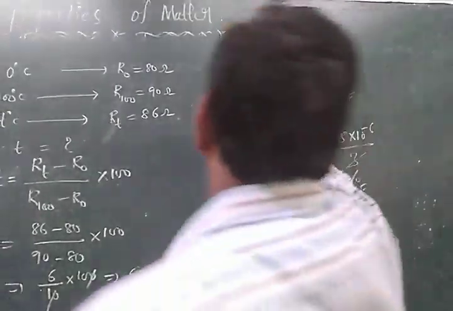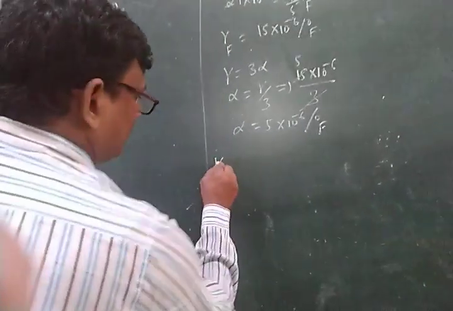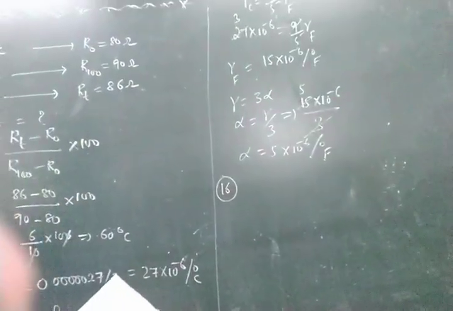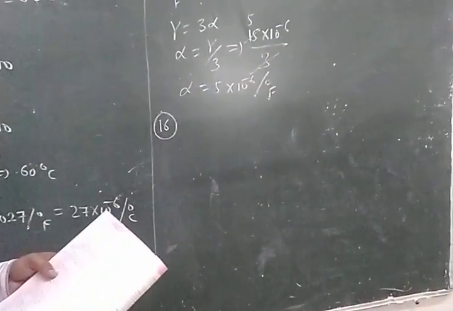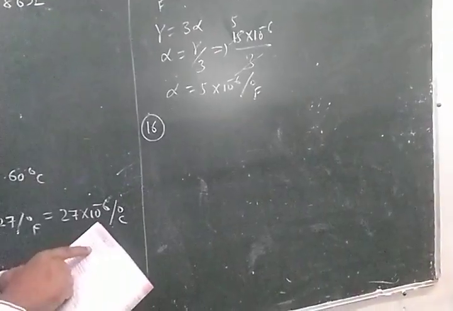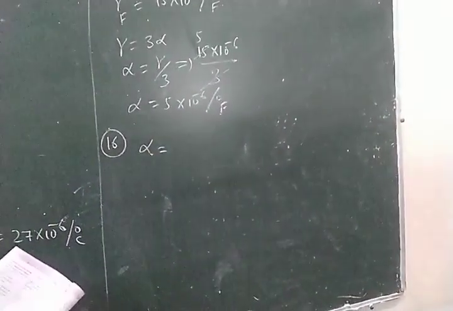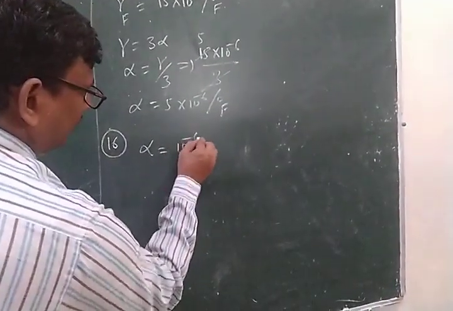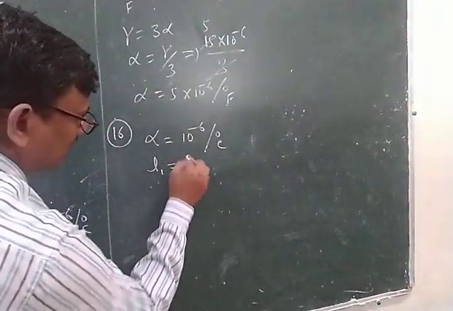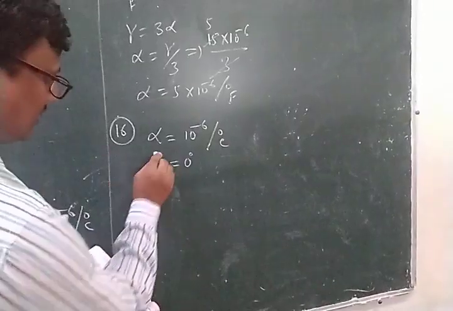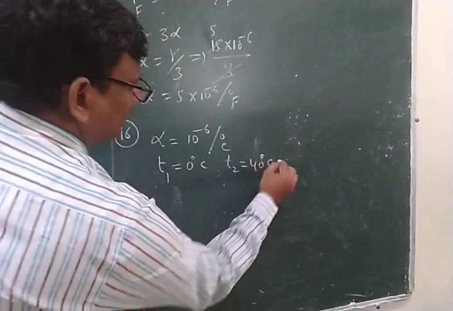Next, question number 16. A meter scale that gives the correct measurement at 0 degrees centigrade is used at a temperature of 40 degrees centigrade. Find the correction to be made. Here the linear expansion coefficient alpha is given as 10^-6 per degree centigrade, the initial length L1 is given at temperature T1 = 0 degrees centigrade, and T2 is 40 degrees centigrade.